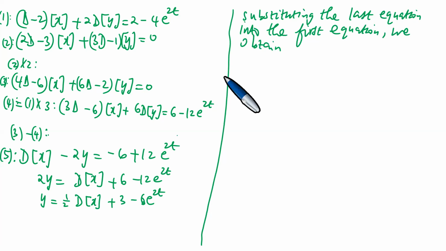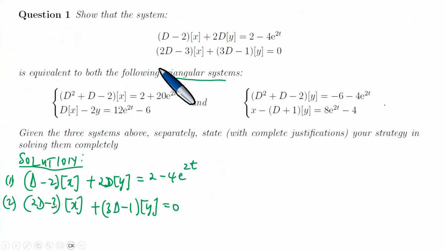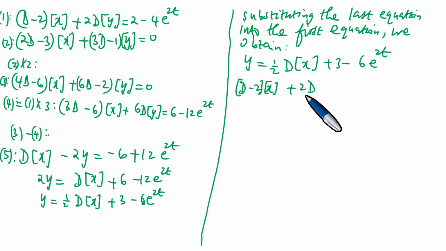Just a roadmap. Check this one, which is y equals half D plus 3 minus 6. We're just looking at the roadmap on triangular systems. And where is the first one? The first equation is exactly this one there, and we're going to write it there. If we write it here, it is D minus 2 x plus twice Dy, which is 2 minus 4 e to the twice t. So this is equation 1. So what we do is we perform substitution into this one.